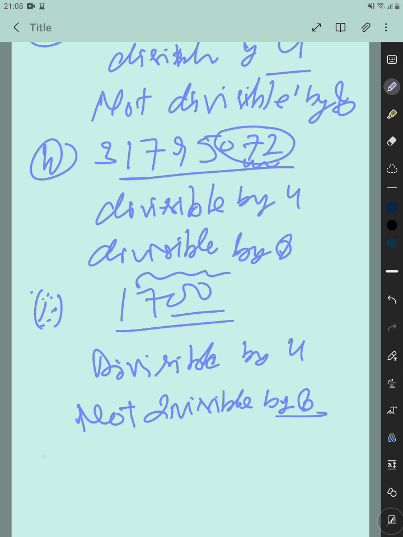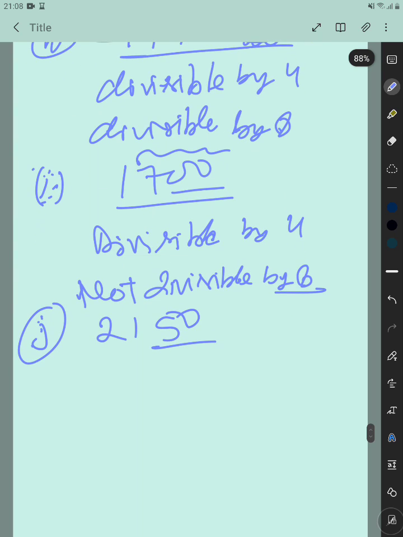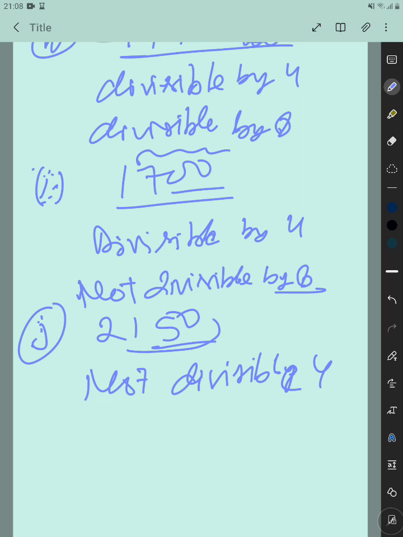Now we have come to last part of J. J is 2150. Okay. Since 50 is not divisible by 4, so complete number is not divisible by 4. Okay. And similarly, the 150 is not divisible by 8, so it is not divisible by 8. Okay. So this completes the question number 2.